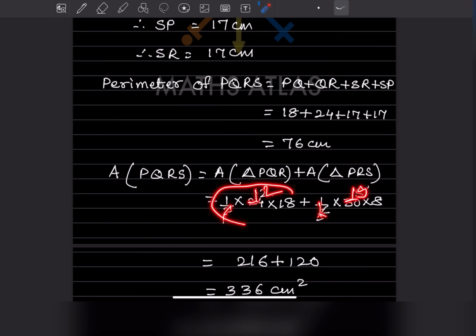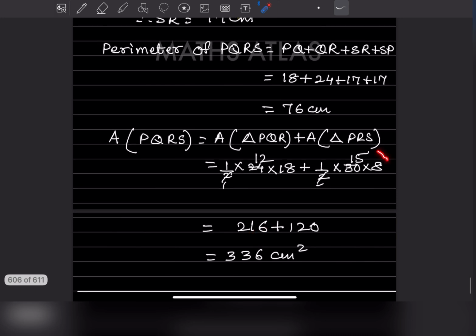So this is one part. So what will that be? 12 18s are, that will be 216, and this is the other part. 15 8s are 120. So that is going to be 336 centimeters square.